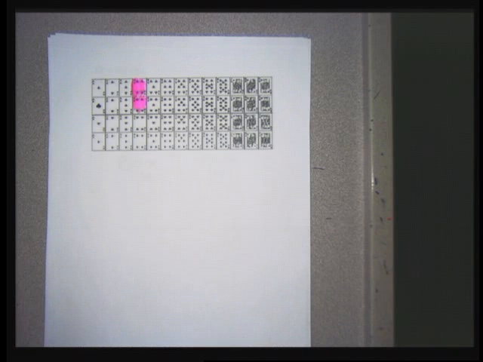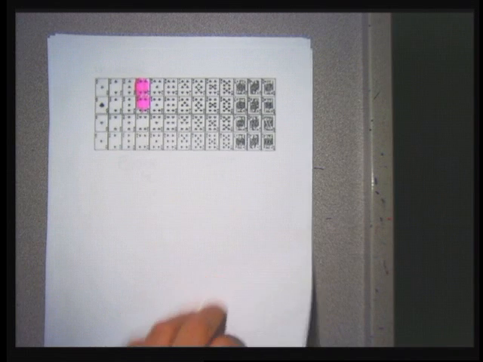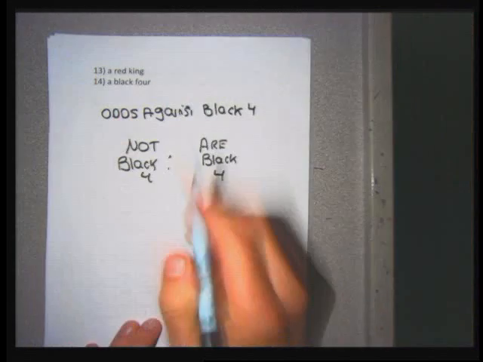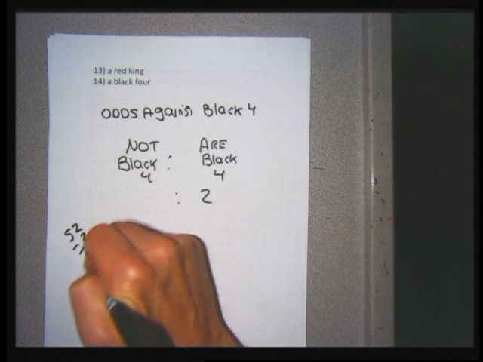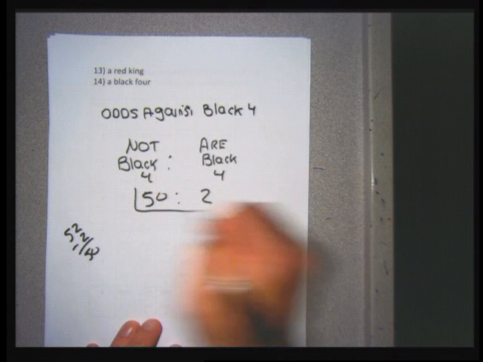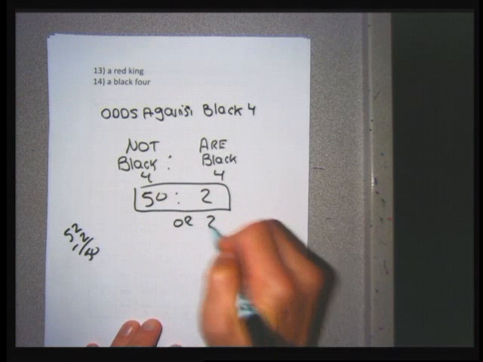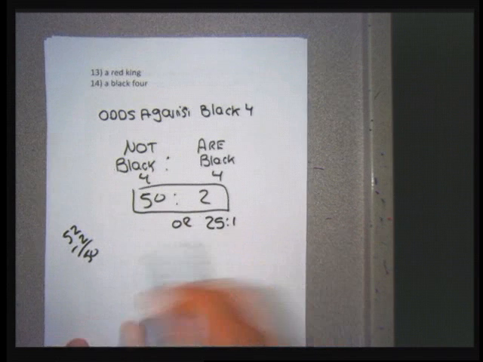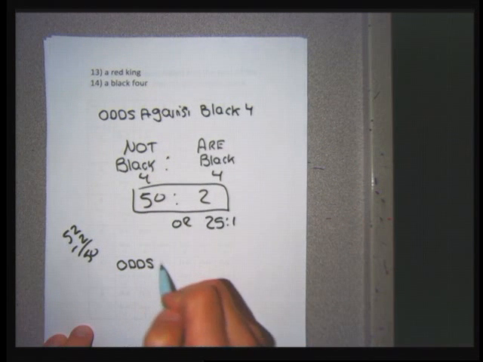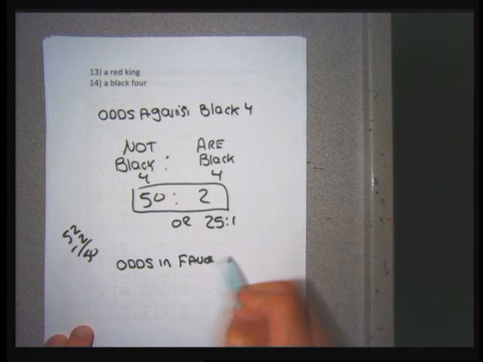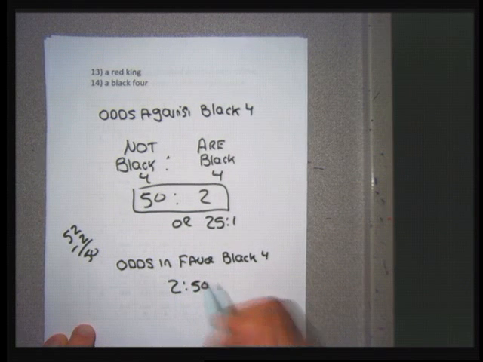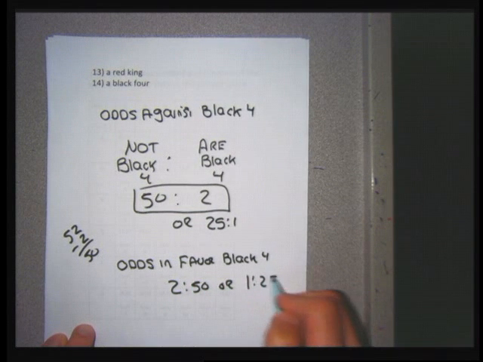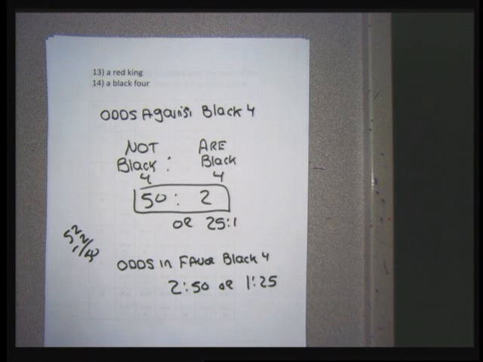So for my "are," a black 4, I'm going to put 2 down because there's 2 cards in my deck of cards that fit "are" black 4s. And then for my "not black 4s," I'm going to go 52 cards minus the 2 that are black 4s, and I'm going to get 50 to 2 for the odds against. And that can reduce to 25 to 1. Now the odds in favor of a black 4 are, again, just going to be the reciprocal. So it's going to be 2 to 50 or 1 to 25. And on probability, you have to reduce; on odds, you don't have to, but I guess if you do reduce, you should just be consistent with yourself.